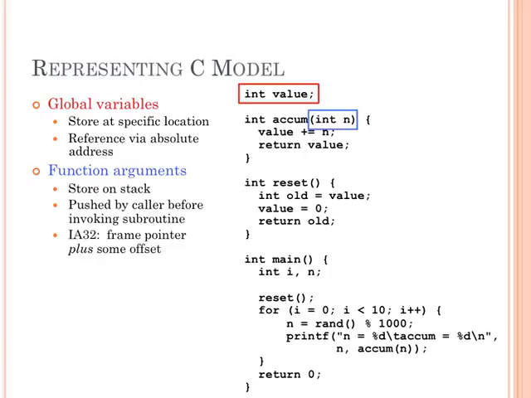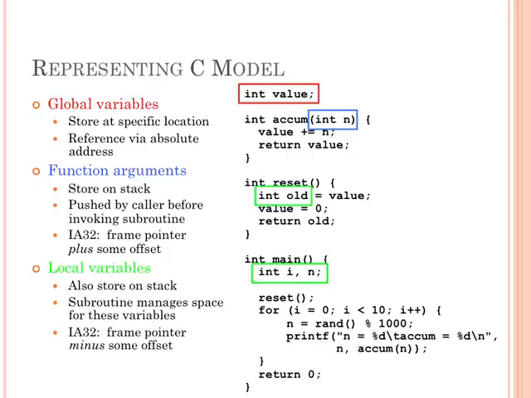Function arguments, we will store them on the stack. And so like I said here, function arguments are provided by the caller, duh. And so the caller has to put them onto the stack before it invokes the function. And like I say here, on IA32, that'll be a frame pointer plus some offset, or the BP register plus an offset. Local variables will also be on the stack, but they will be below the function argument, so they'll be the frame pointer minus some offset. And the subroutine will be responsible for those variables.